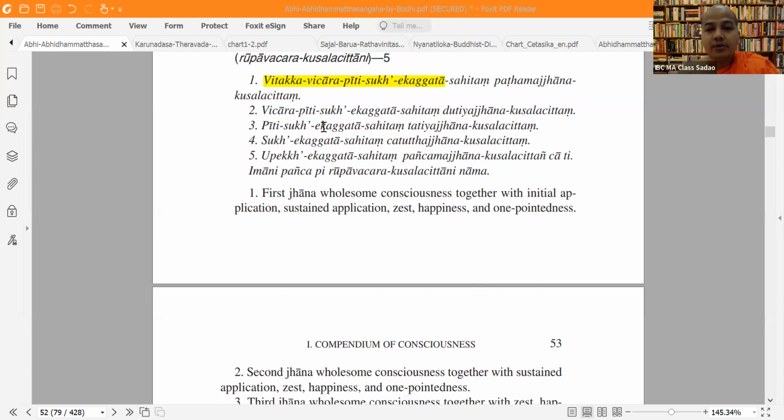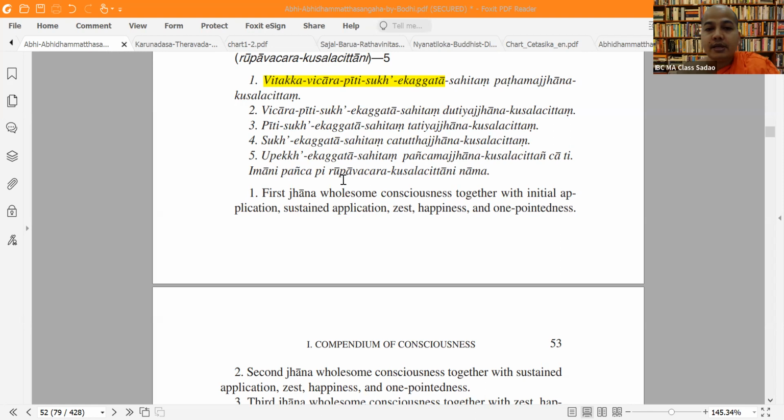In the second jhana citta, how many factors are present? Four factors: vicara, piti, sukha, ekaggata. So vitakka is absent in the second jhana, right? In the third jhana, three factors are present: piti, sukha, ekaggata. So vitakka and vicara both are absent in the third jhana. And then in the fourth jhana, there are two factors present: one is sukha, the other is ekaggata. And in the fifth jhana, upekkha and ekaggata. So two factors are present. If you notice, you would find here that ekaggata is present in every jhana citta.